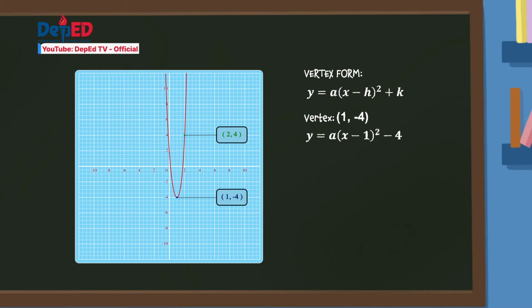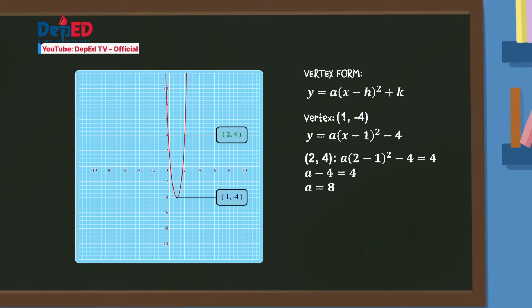To solve for a, we have to plug in the values of x and y given by the ordered pair (2, 4). So we have the equation a times quantity (2 minus 1) squared minus 4 equals 4. This means that a minus 4 is equal to 4. Hence, a is equal to 8.